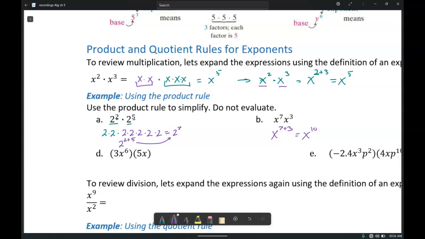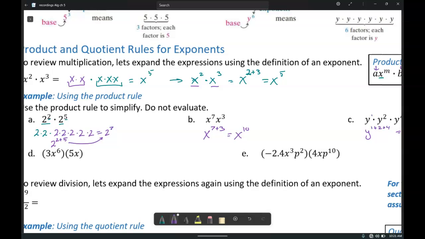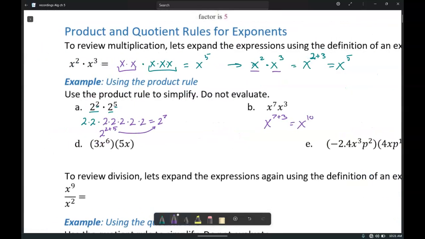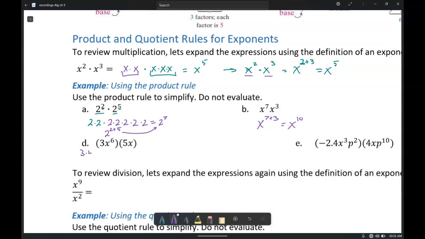Here we have numerical coefficients as well, so using our product rule, we can go ahead and multiply the numerical coefficients, so we have 3 times 5, and with x to the 6th power times x, we end up getting x to the 6th plus 1, so it is 15x to the 7th.